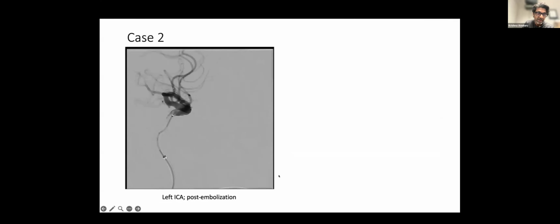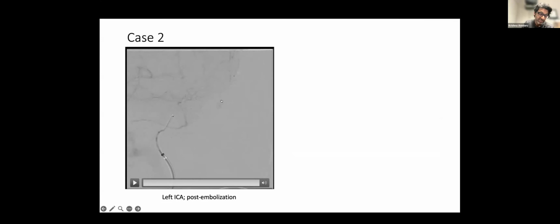Here's our left internal carotid run after the embolization. The entire ophthalmic artery is occluded at this point. Interestingly enough, the patient didn't wake up with any visual symptomatology.